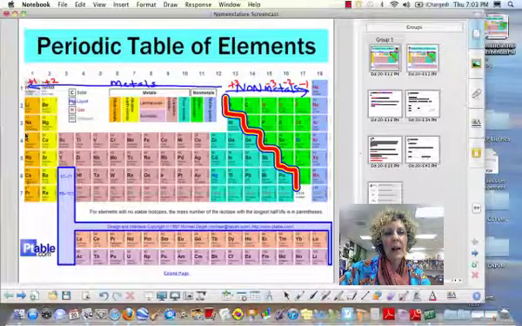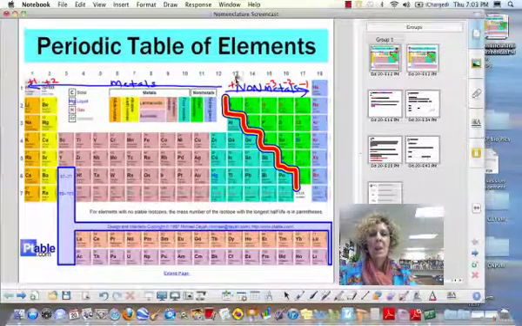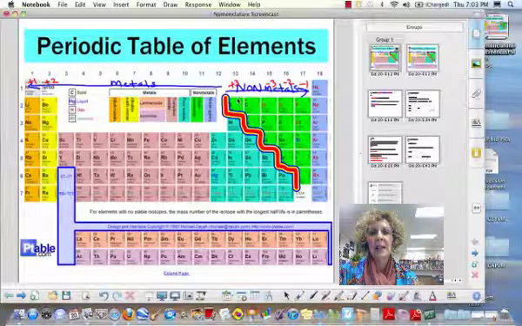So everybody in column 1 is a +1. Everybody in column 2 is a +2. Over here in column 13, everybody is a +3. And then the nonmetals in column 15, 16, and 17, everybody here is a -3, -2, and -1.